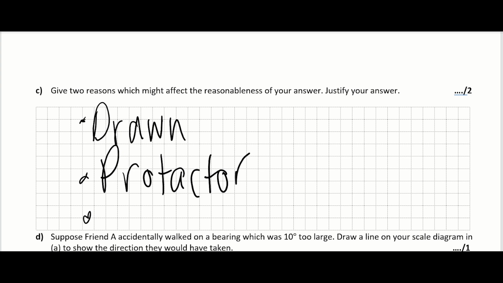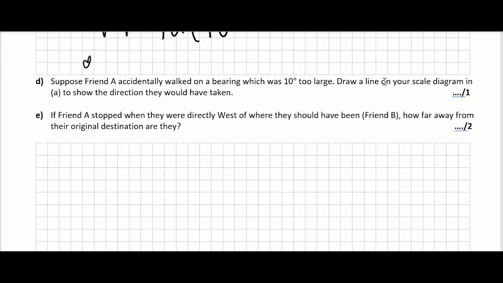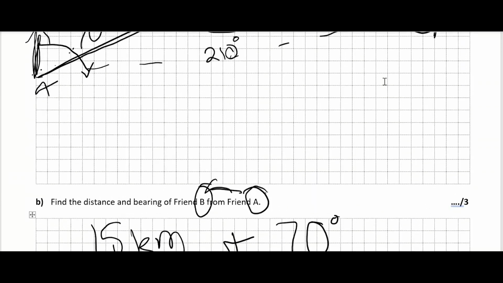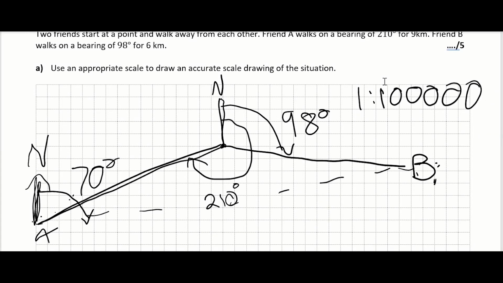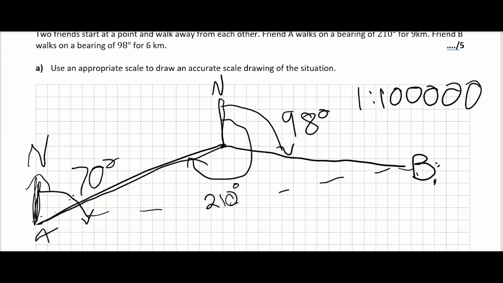So suppose friend A accidentally walked on a bearing which is 10 degrees too large. Draw a line on your scale diagram in A to show the direction that they would have taken. Okay, this is where we come up here. Rather than 210, they've actually gone 220. So you would use a different colour here to indicate this, just so I'm well aware, and the marker is well aware that this is a different one. And I'm going to just draw it, again, not accurate, 220 degrees. That's how you do that.